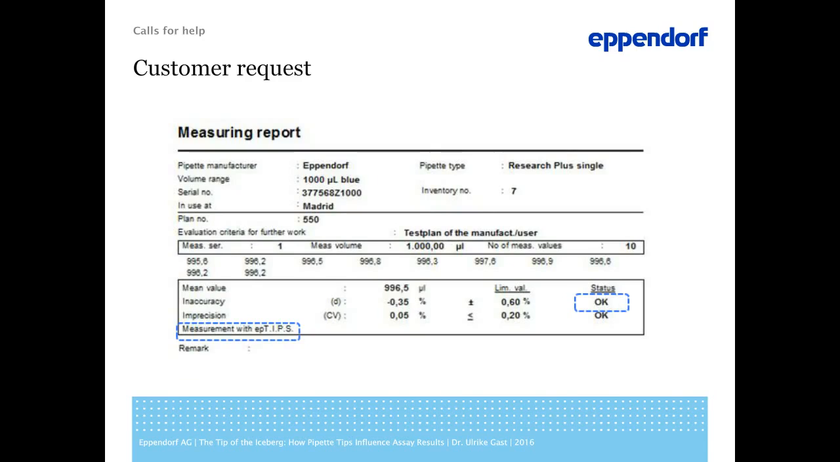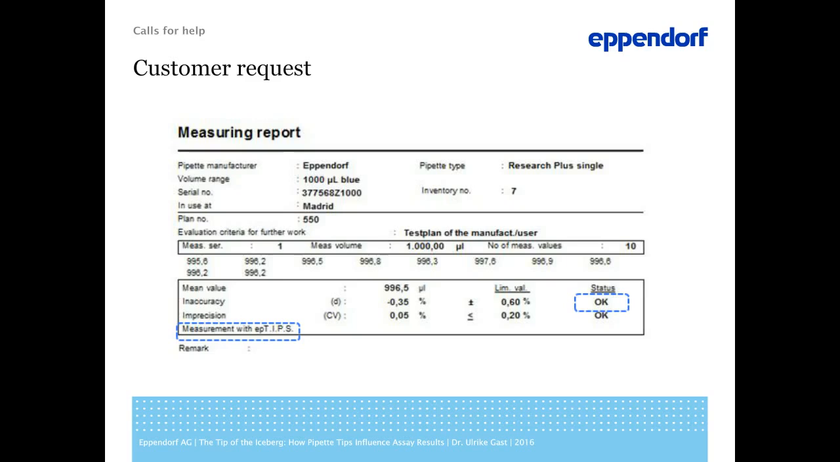This protocol gives the result of calibrating the same pipette in the same way just a few minutes later. The only difference is the use of Eppendorf tips. If you look into the middle block, you can see that now the inaccuracy is okay. Is it magic? No, of course not. But obviously, the alternative pipette tips influence the pipetting result in a way that the error limits become exceeded.